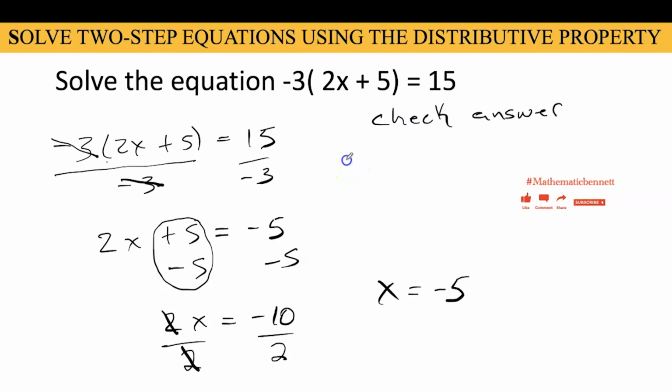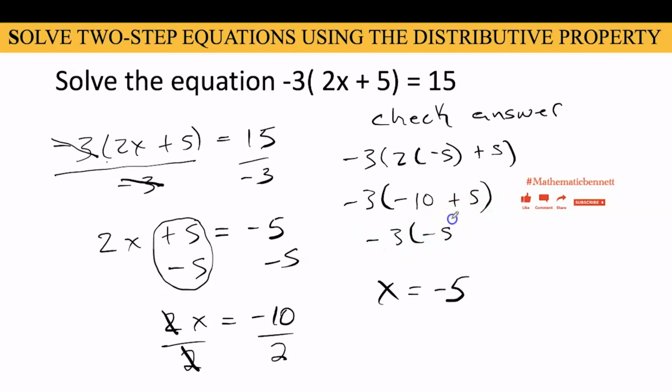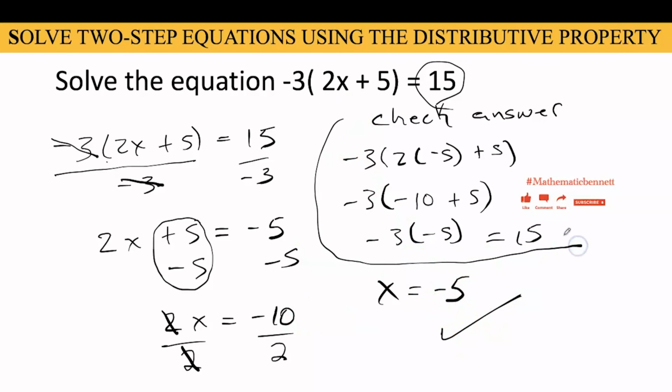How do we check our answer? We use the same equation we started with, and where we see x, we put a -5 there. So we have -3 times (2 times -5 gives us -10, plus 5). So we have -3 times -5. And we see that that does give us 15, the answer that we had at the start of our equation. So we know that our answer is correct. So this is how we check our answer. You should do that every time you get an equation to solve.